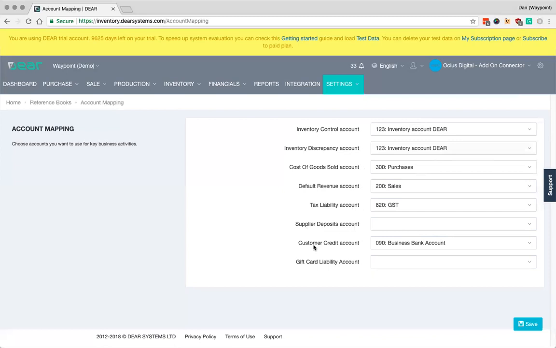The supplier deposits and customer credits accounts are usually the bank accounts, but are the accounts where this money either is received to or goes from. So usually it's the generic everyday bank account. And finally, the gift card liability account tracks a liability for gift cards as they're sold through the business. This is still an underutilized area in Deer, so it's not a required field unless you are using gift cards.